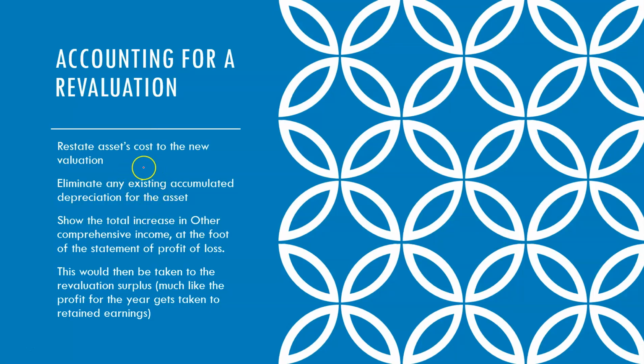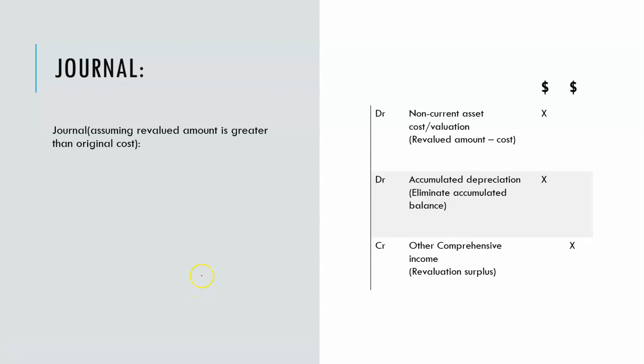I'll do some double entry with how we deal with this when we see examples, but ultimately, we revalue the asset's cost to the new valuation. We eliminate any existing accumulated depreciation for the asset. We show the total increase in other comprehensive income, because these gains are not recognized in the statement of profit or loss as continuing or trading income. They're recognized in a separate statement of other comprehensive income. And then these would be taken to revaluation surplus and later recycled into retained earnings.